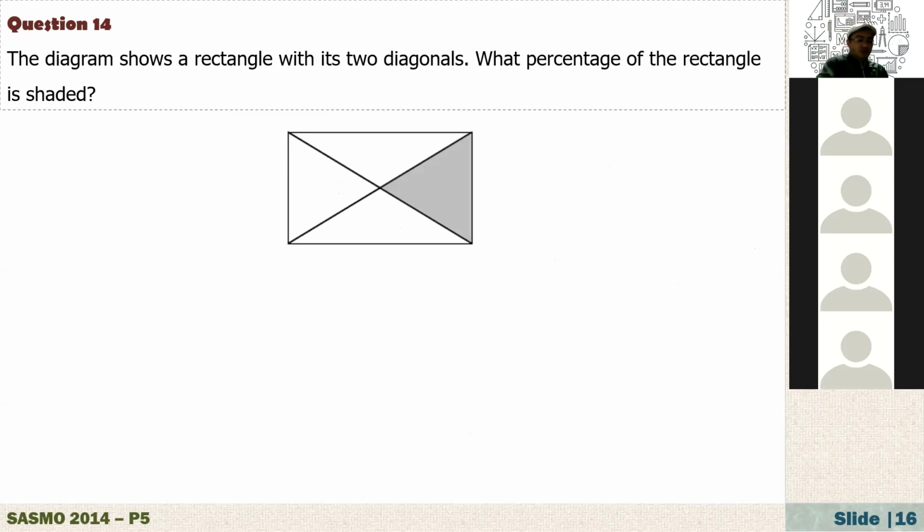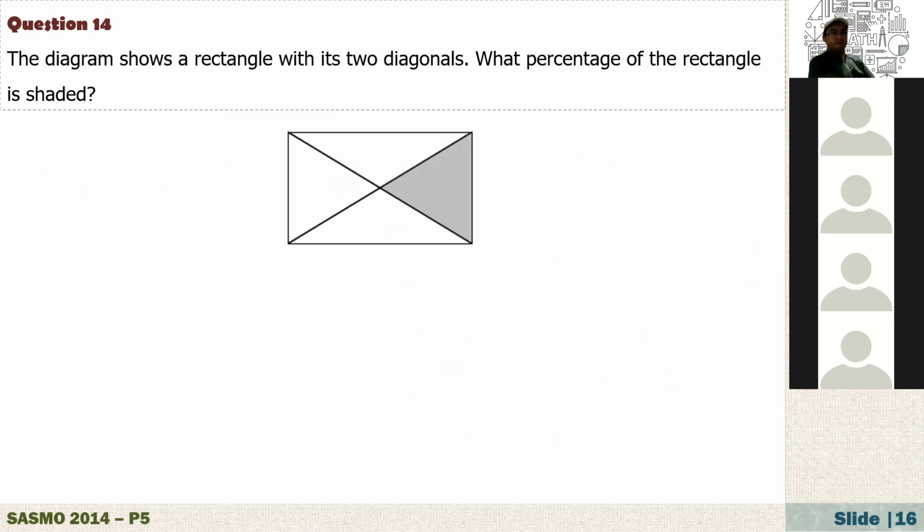How about the next question? Who solved this question? Ismail, can you read the question? Let's read it, and after that we will discuss. Ismail?